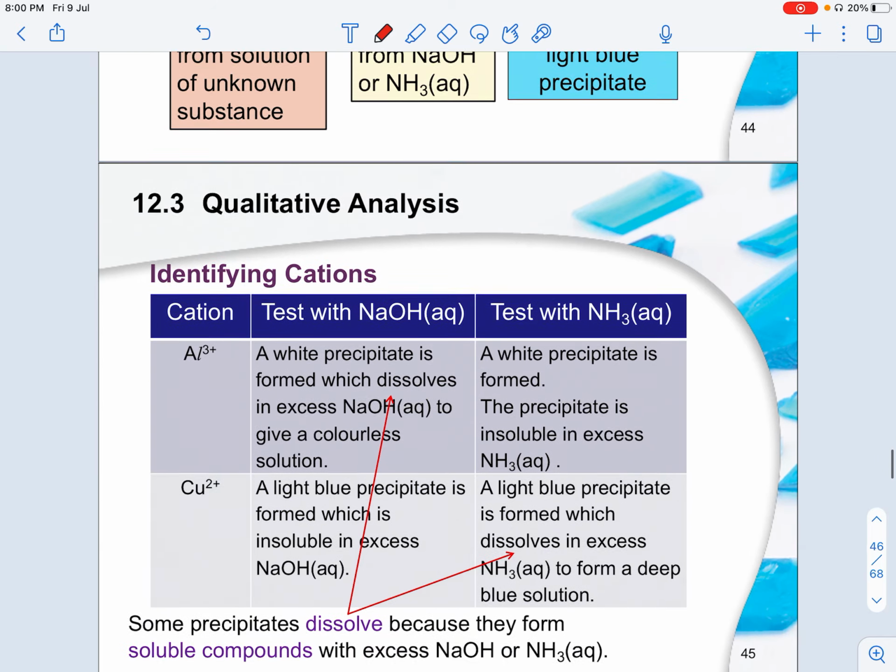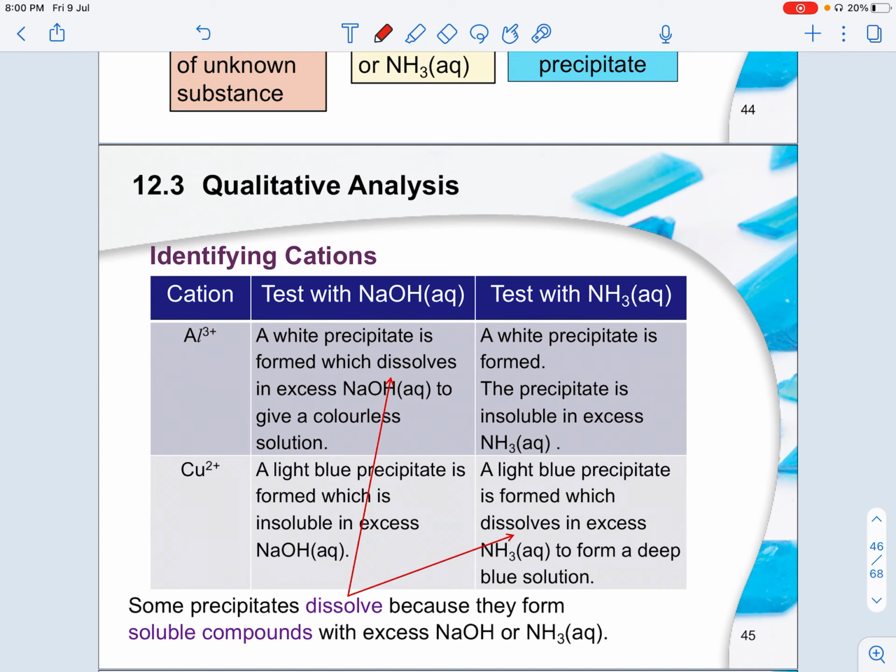When you add in excess sodium hydroxide, the precipitate will tend to be insoluble. The precipitate will still be there, and most probably it will darken. You have a darker blue precipitate form. On the other hand, when you look at aluminium, you will produce a white precipitate. However, when you add excess sodium hydroxide, you will be able to dissolve it. That means the white precipitate will be dissolved.